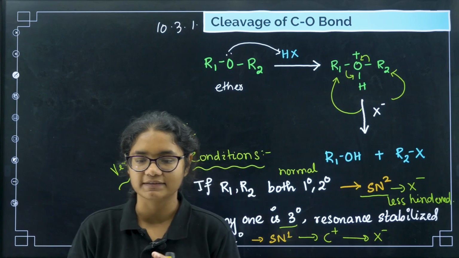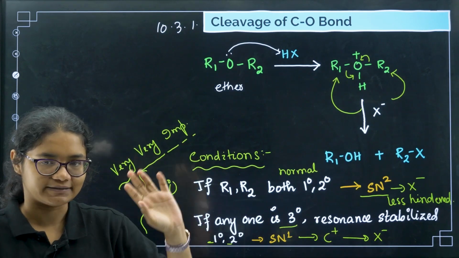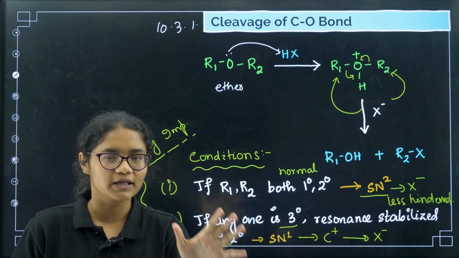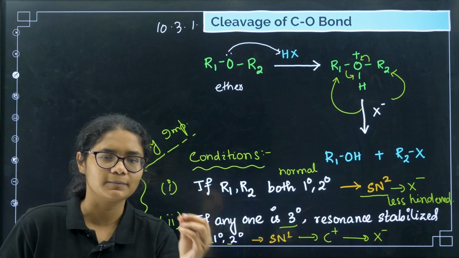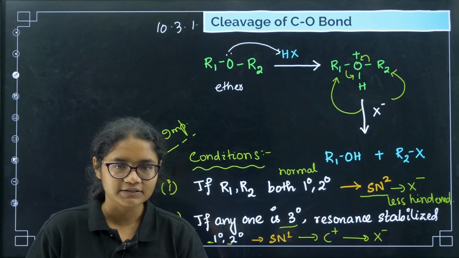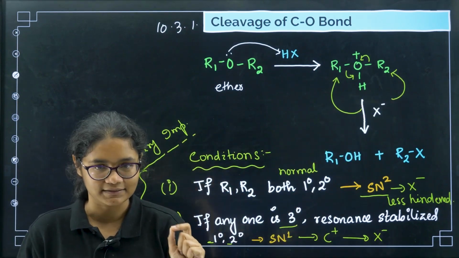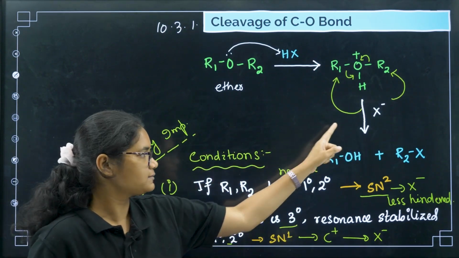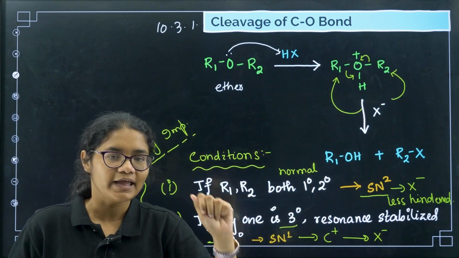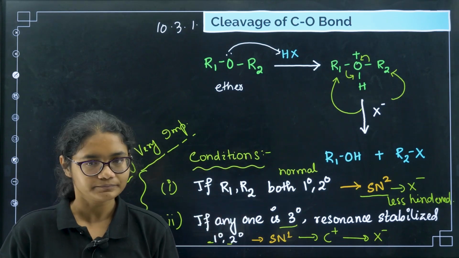Once I give an example it will be more clear, but let us understand what I'm saying. In an ether there are two sides, R1 and R2. You just need to check these two. If both are primary or both are secondary, or one primary and one secondary, then the reaction proceeds through SN2 mechanism, and X minus will attack on the less hindered site, wherever the smaller group is present. The other side will give you alcohol. Clear?